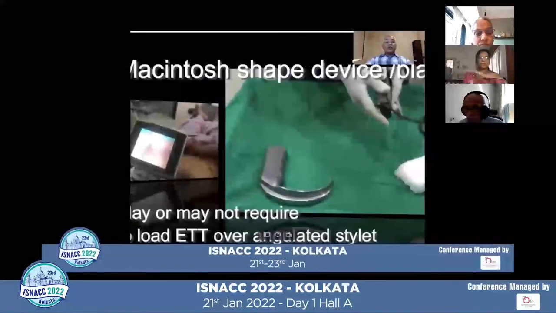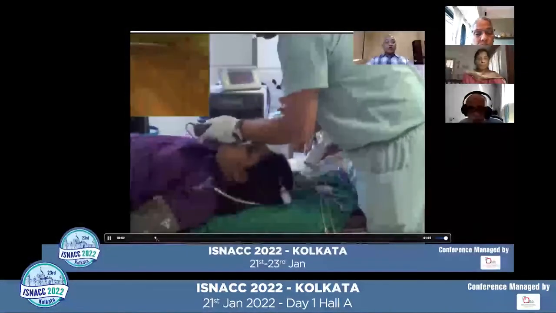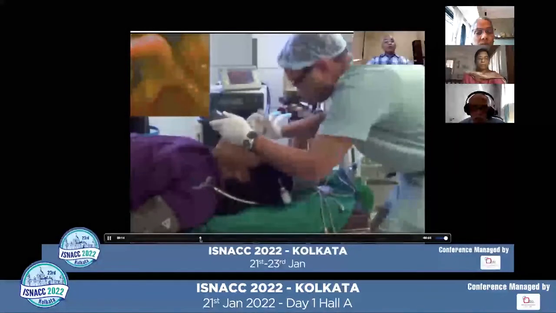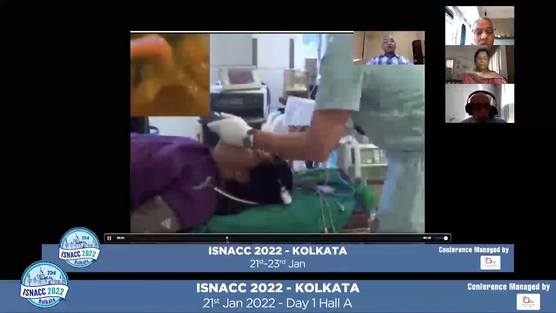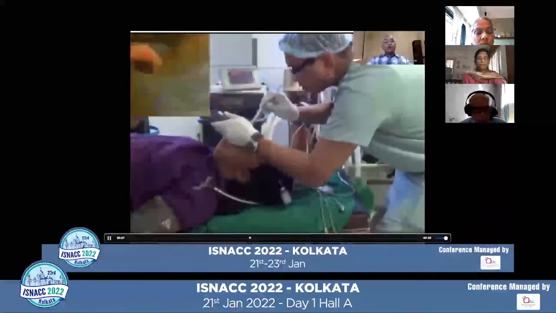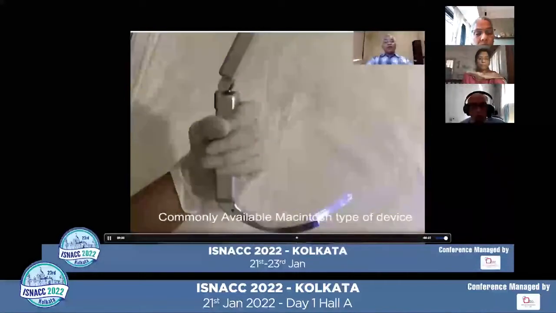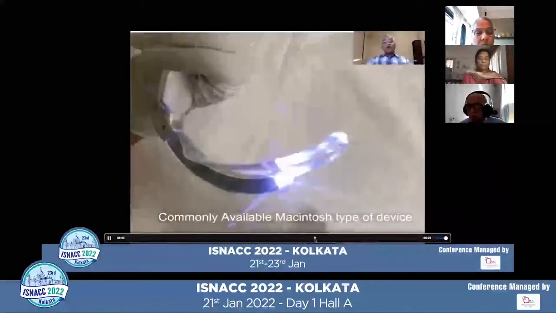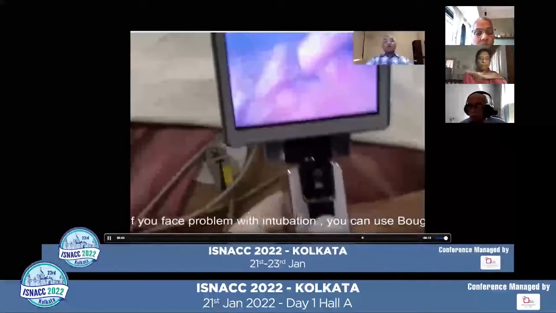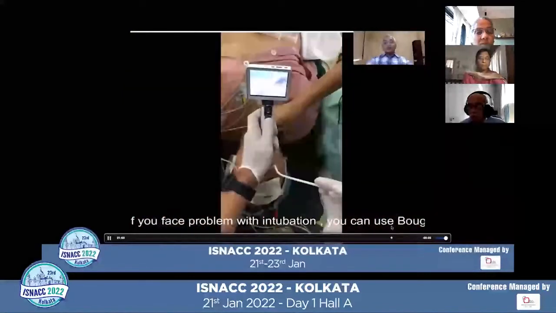So this is a Macintosh type of video laryngoscope blade. If you carefully look at this patient, you get a good view, but you can intubate without use of a stylet. So I'm introducing it without a stylet. You can directly intubate. There are many Macintosh type devices available in the market, and in fact you can use a bougie with such video laryngoscope devices.